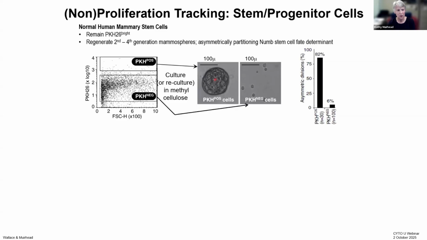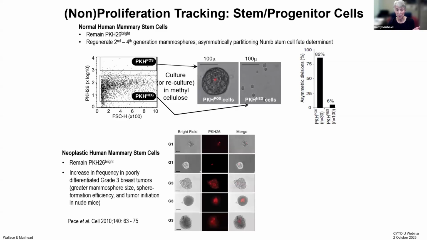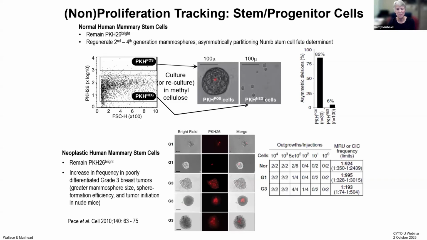When you do the same thing with cells from human breast cancer, you find more and more of those staying bright but behaving stem-like in the tumors of increasing grades, as you go from grade 1 to grade 3. And if you take those cells and put them back in vivo, the grade 3 cells will regenerate tumors in nude mice much more frequently.